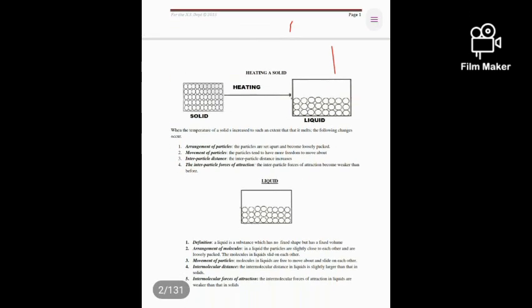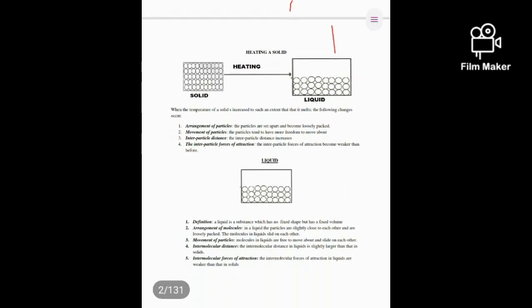Now, what we also need to understand is that when you introduce heat to this solid state of matter, it is going to change into another state of matter which we call a liquid. So when we introduce heat, it will change into what we call a liquid.